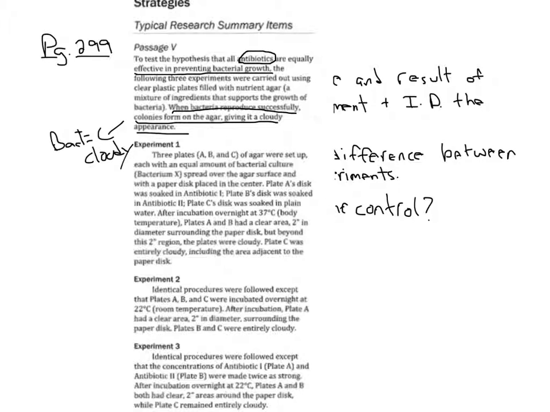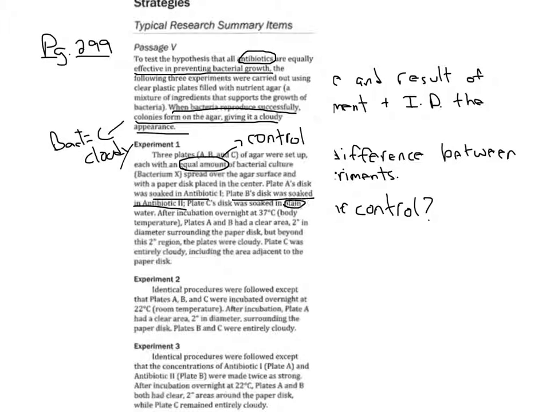Okay, so let's go down to experiment 1. 3 plates of agar were set up, each with an equal amount of bacterial culture. So this equal amount, this is an experimental control, right? This is a control variable because we're keeping the amount of bacteria equal, spread over the agar surface and with a paper disc placed in the center. Plate A's disc was soaked in antibiotic 1, so I'm just going to underline that. Plate B was soaked in antibiotic 2, and plate C was soaked in plain water.